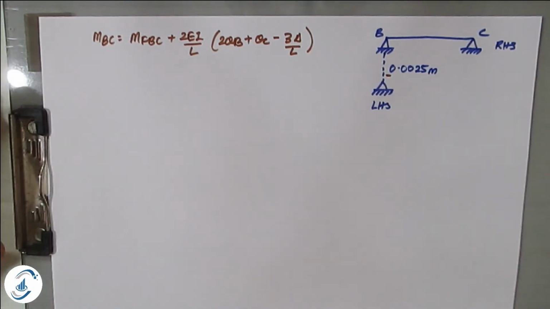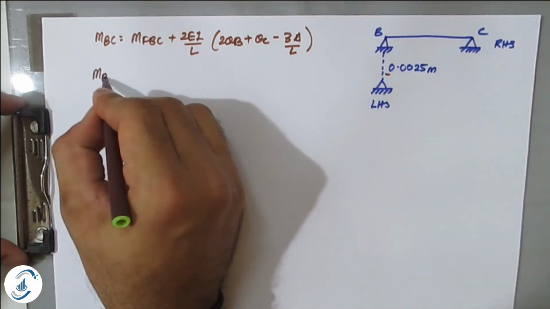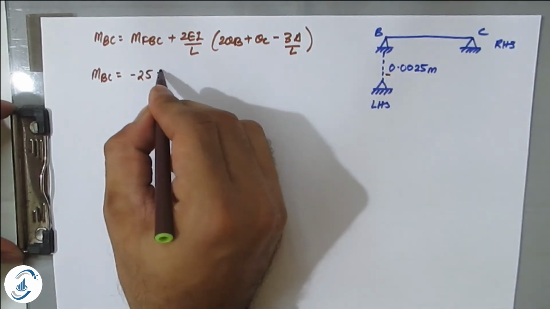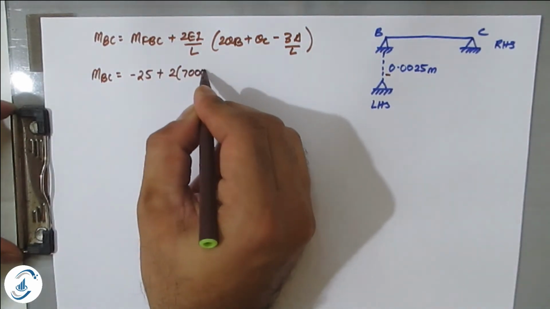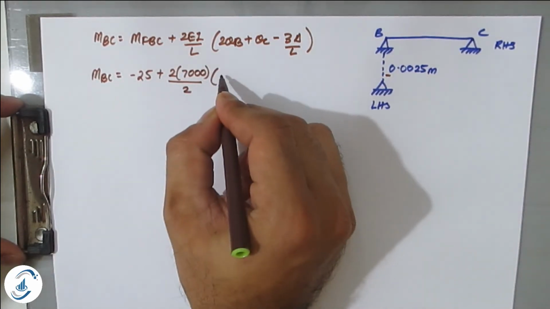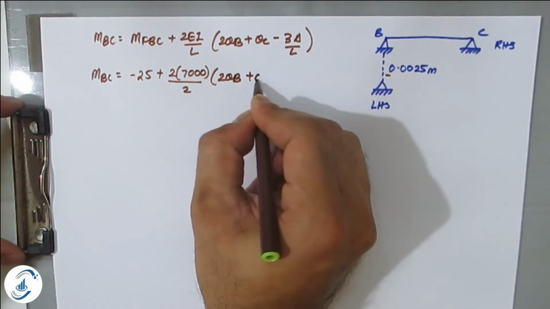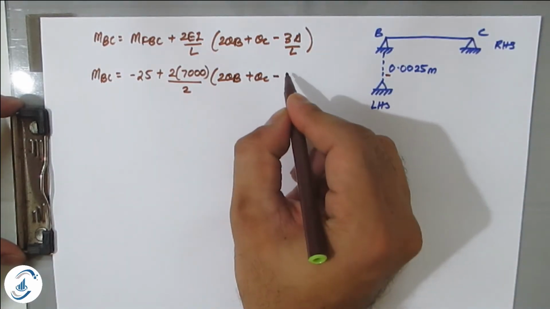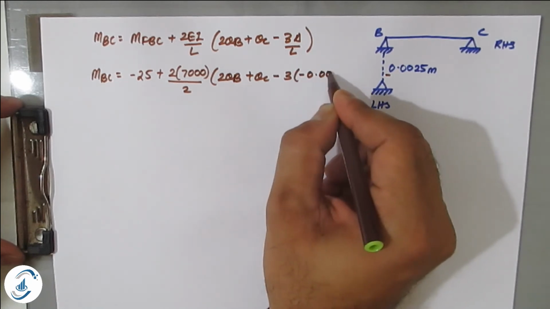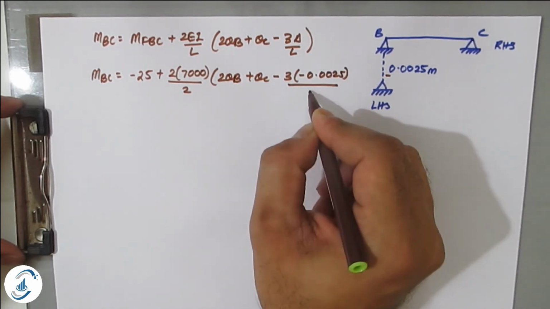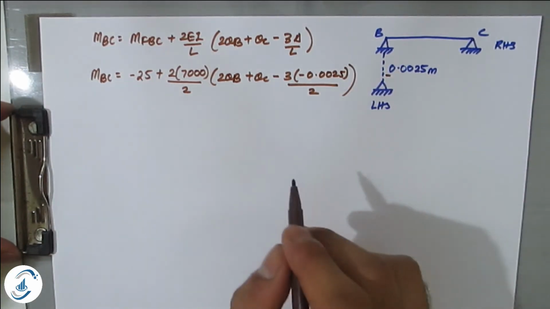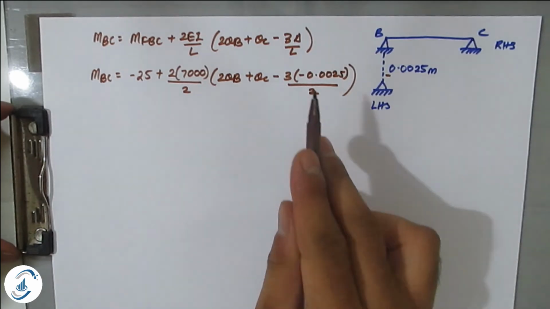So now we have to substitute here. MFBC is minus 25 plus 2 into 7000 divided by, the span is 2 meters, 2 theta B, theta C also will be there because both are simply supported, minus 3, and here you have to substitute minus 0.0025 divided by 2. I hope you have understood how to substitute delta.